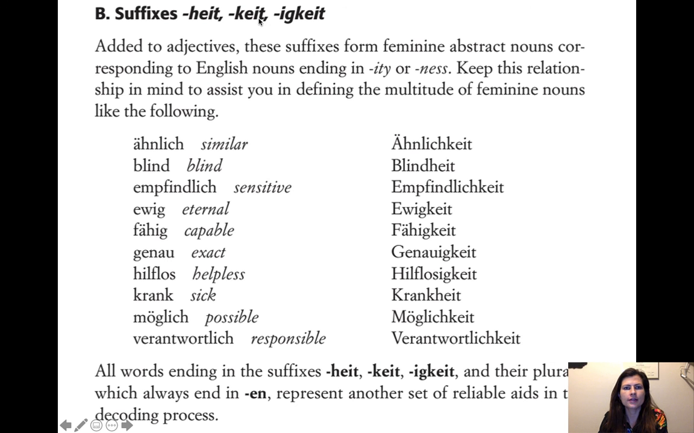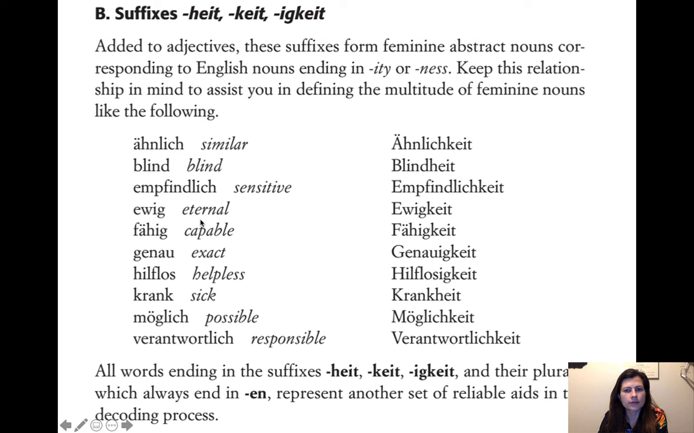Okay, -heit, -keit, -igkeit, which is just -keit, right? So you can go from ähnlich, similar, to Ähnlichkeit, similarity. You can go from blind, blind, to Blindheit, blindness. So similarity, -ity, and then blindness. So those are the two that you see in English that are similar to -heit and -keit. Empfindlich, sensitive. Empfindlichkeit, sensitivity.